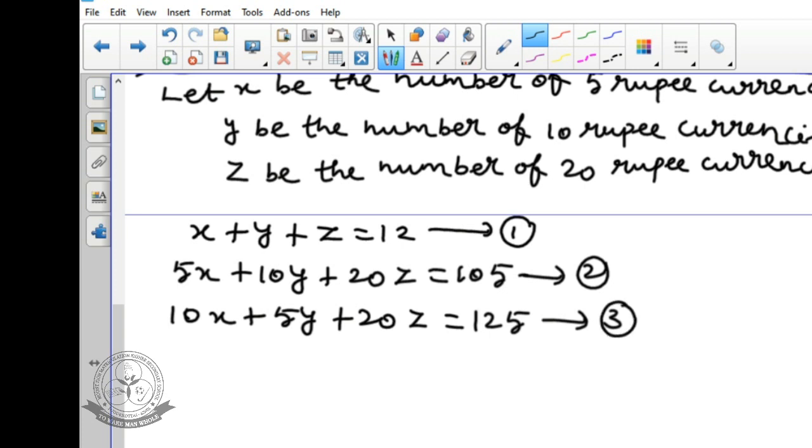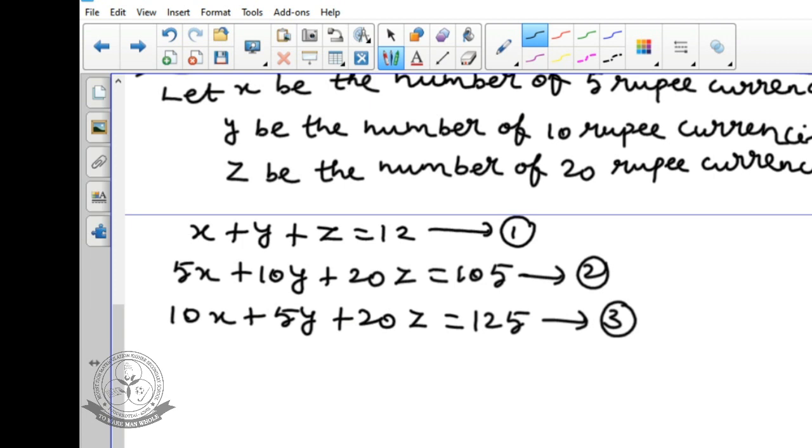Okay. Once again you have to see here. The number of currencies is what here? 12. So x plus y plus z equal to 12. Next its value. What is the value? X will be in what? 5 rupee currency, so 5x. Y will be what here? 10 rupee currency, so 10y. Z will be what? 20 rupee currency, so 20z equal to 105.